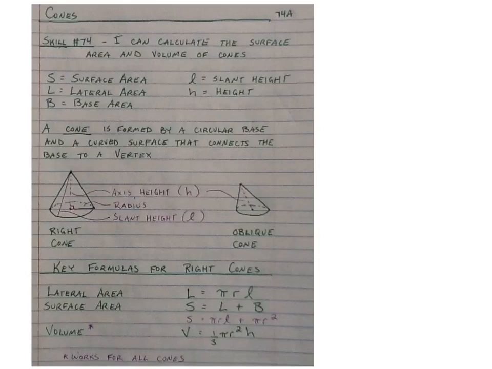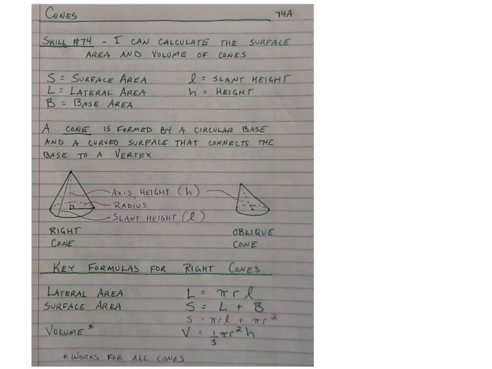A cone is formed by a circular base and a curved surface that connects the base to a vertex. And I've drawn two cones here, one of them being the right cone, and that is a right cone because the vertex to the center of the base creates a right angle. And then we have the oblique cone, where the vertex is not directly above the center of the circular base.